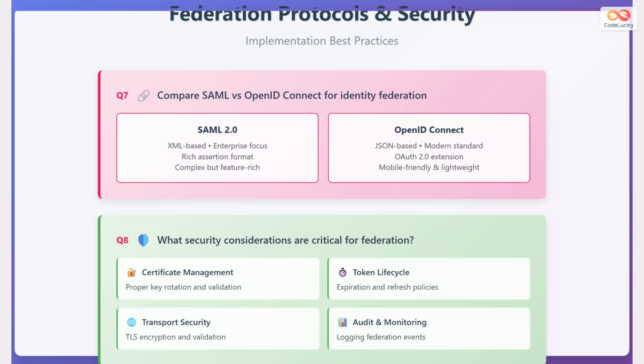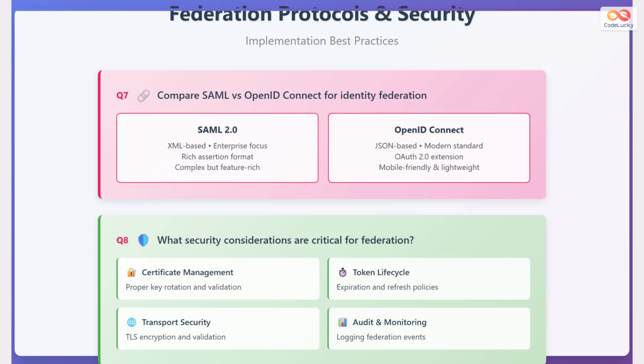When comparing SAML versus OpenID Connect for identity federation, SAML 2.0 is XML-based with enterprise focus, offering rich assertion formats but with higher complexity. OpenID Connect is JSON-based and represents the modern standard, built as an OAuth 2.0 extension that's mobile-friendly and lightweight. Critical security considerations for federation include certificate management with proper key rotation and validation procedures.